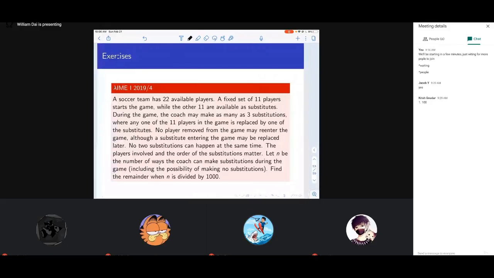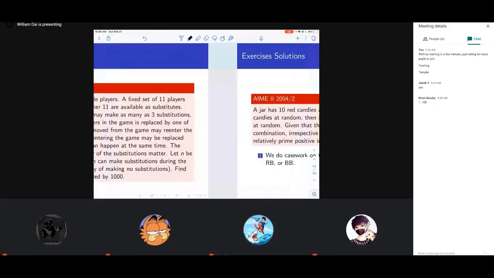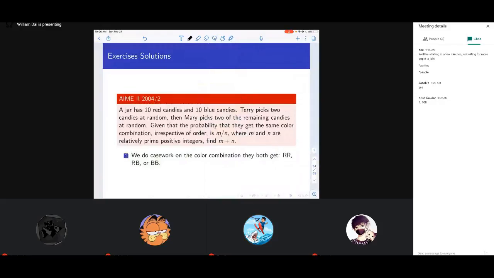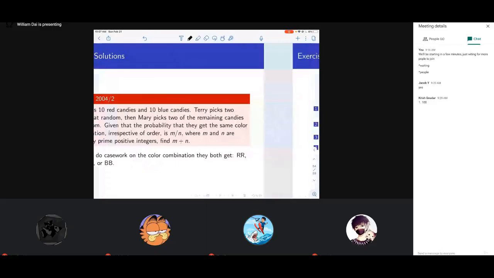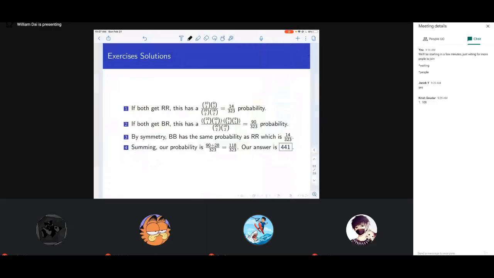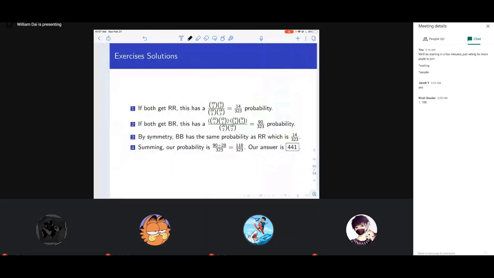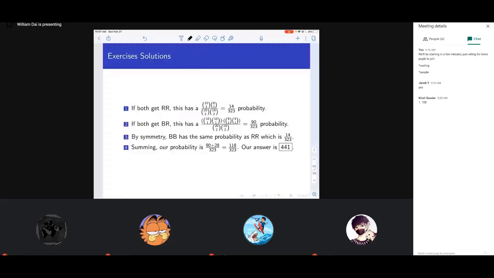Okay, so for the first exercise, our casework is on the color combination that they both get. So if both of them get R, or red, there's 10 choose 2 times 8 choose 2 ways, because there's 10 reds and you choose 2 of them, and after that there's 8 reds and you choose 2 of them again, and you just put them over the total number of possibilities.